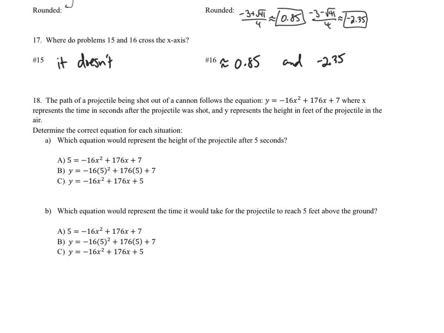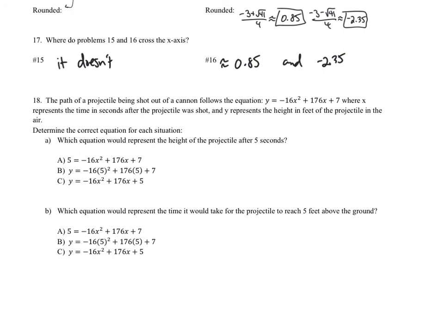And then the last two. It's a word problem, but it's not asking you to solve it. It's just asking you to identify which equation would represent the correct one. So it says the path of a projectile being shot out of a cannon follows the equation y equals negative 16x squared plus 176x plus 7, where x represents the time in seconds after the projectile was shot, and y represents the height in feet of the projectile in the air.